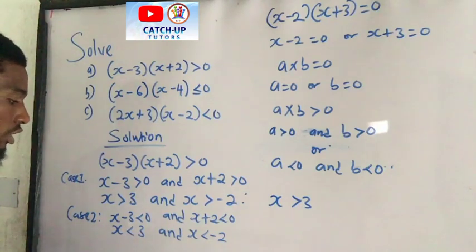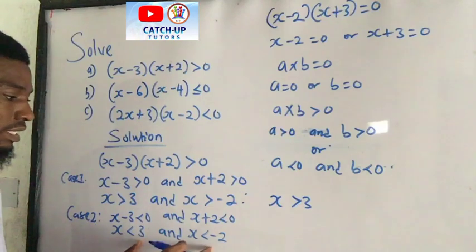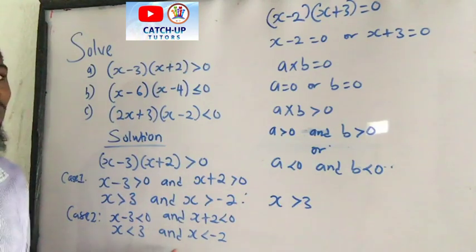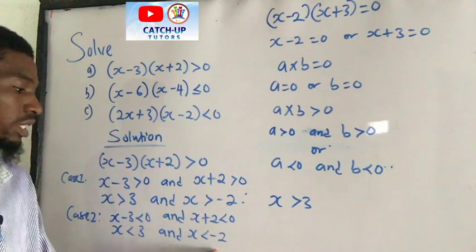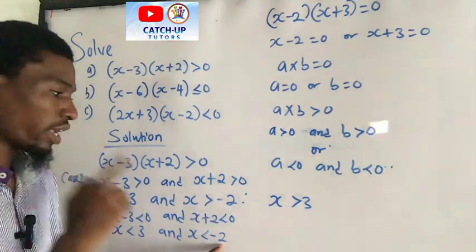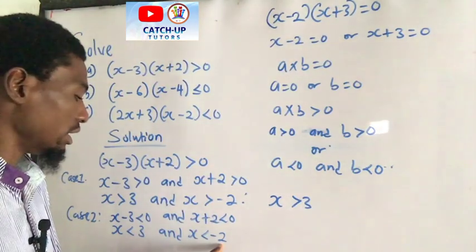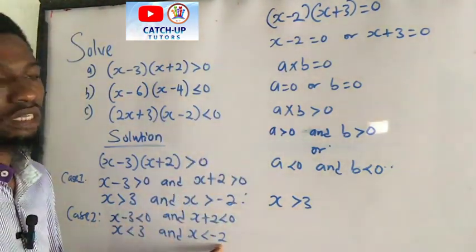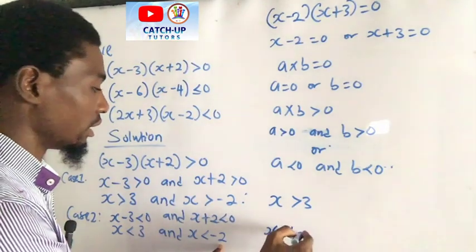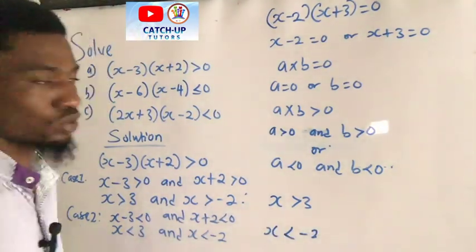So we consider the second case as well. x less than 3 and x less than minus 2. So here, what are we going to choose? We pick x less than minus 2, because for x less than minus 2, definitely x is less than 3. So we have it here that x is less than minus 2.